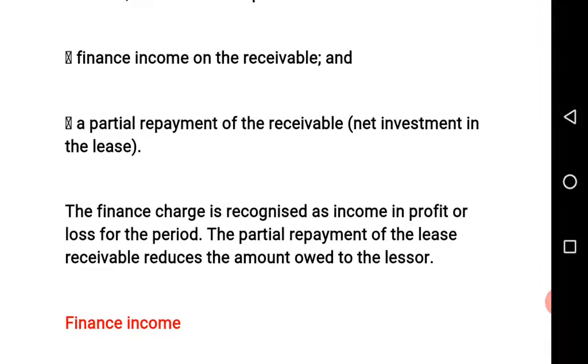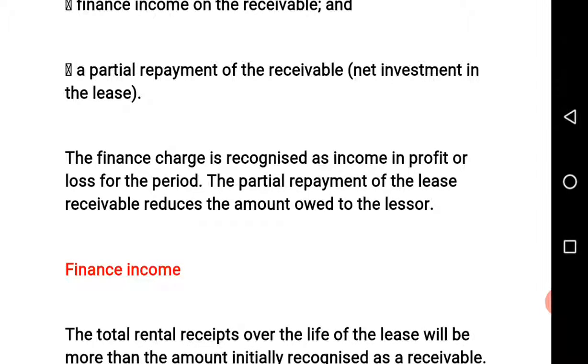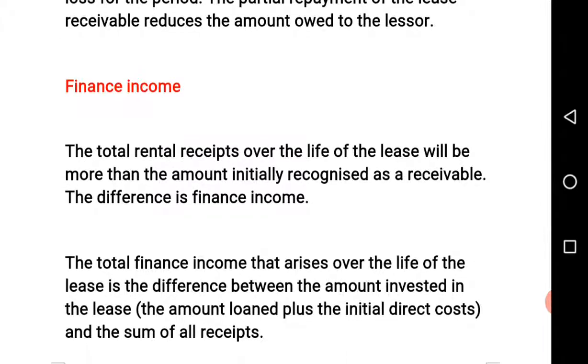The finance charge is recognized as income in profit or loss for the period. The finance charge to the lessee is also the finance income to the lessor and is recognized as income in profit or loss for the period, that is to the lessor. The partial repayment of the lease receivable reduces the amount owed to the lessor. We have a note on finance income here. The total rental receipts over the life of the lease will be more than the amount initially recognized as receivable. The difference is finance income.